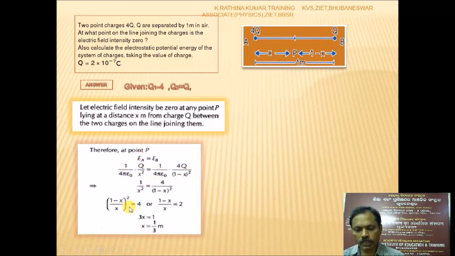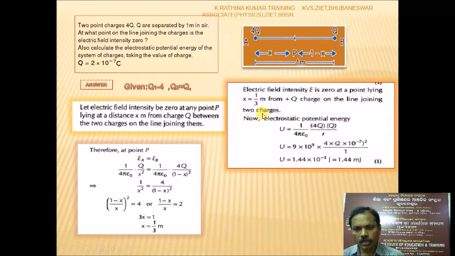On solving, 1 by x square is equal to 4 by 1 minus x the whole square. So 1 minus x divided by x, the whole square, is equal to 4, or 1 minus x by x is equal to 2, so x is equal to 1 by 3. Electric field intensity is 0 at the point lying 1 by 3 meter from charge Q on the line joining the two charges.